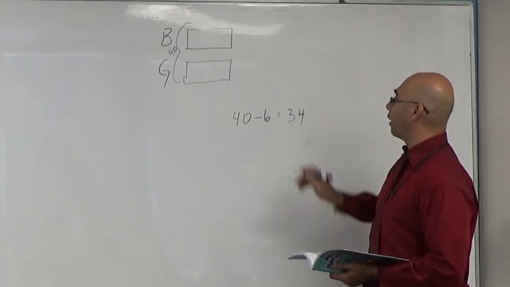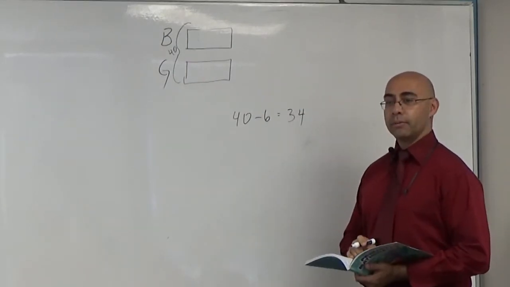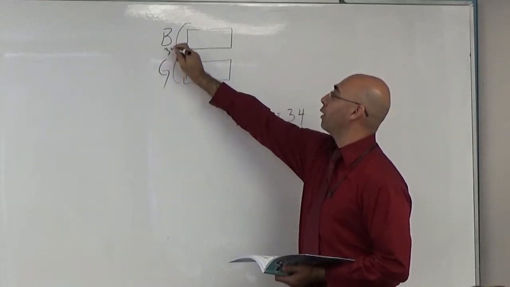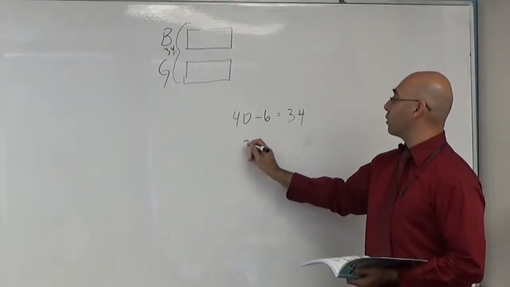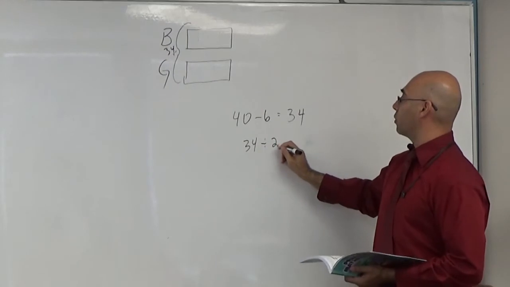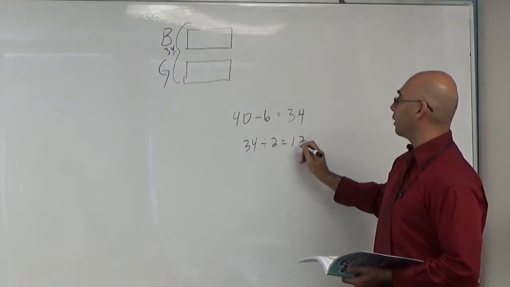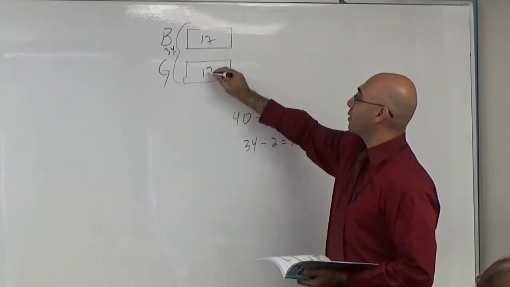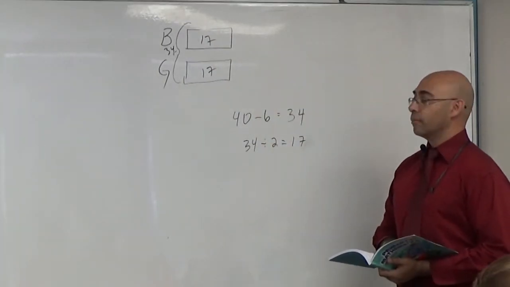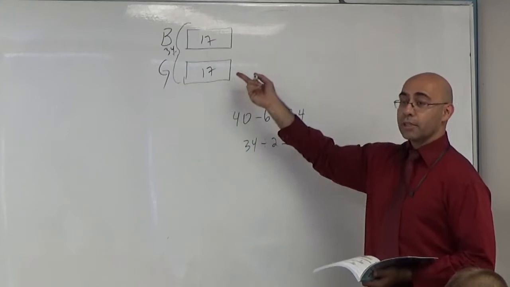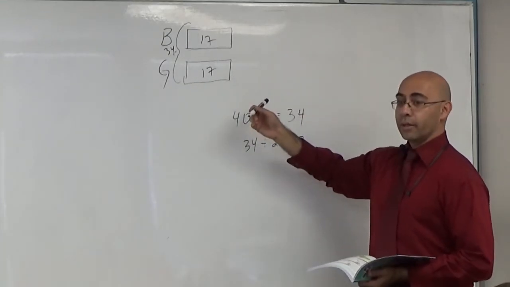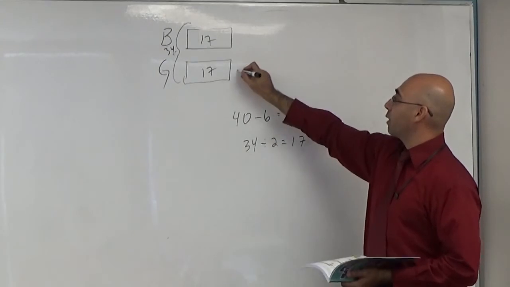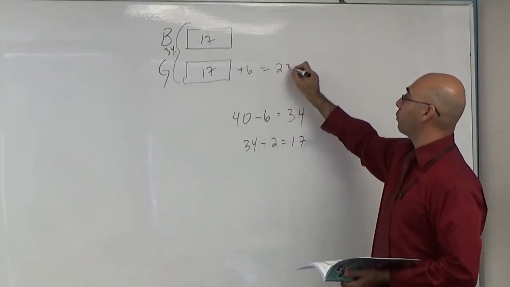34. Now what can I do? Because now I know if I take away, that's 34. Now I can divide by 2. 34 divided by 2 is 17. So this is a 17, and that's a 17, yes? So I know there are 17 boys, but how many girls are there? Yes, 23. 17 plus 6, which is 23 girls.